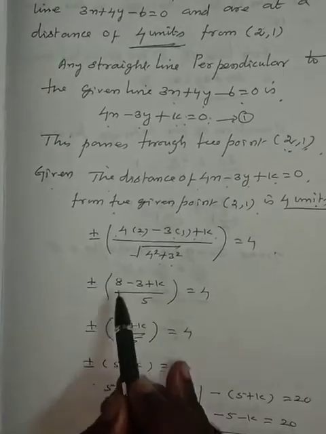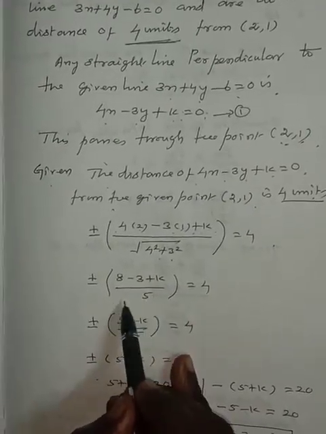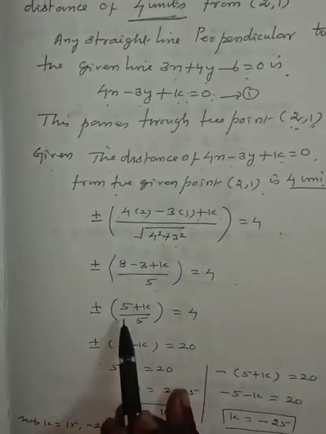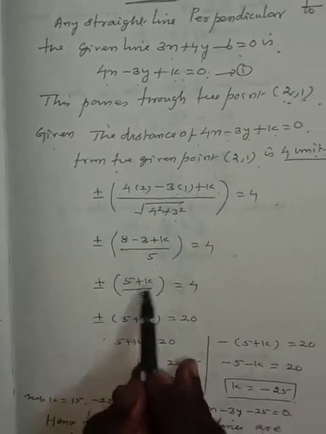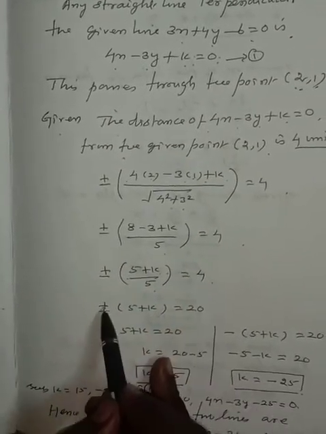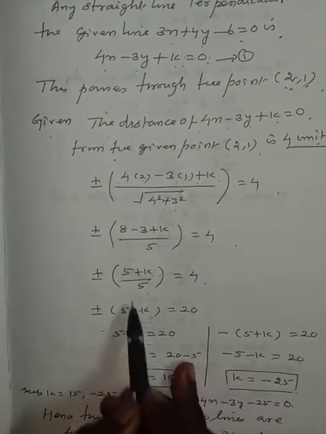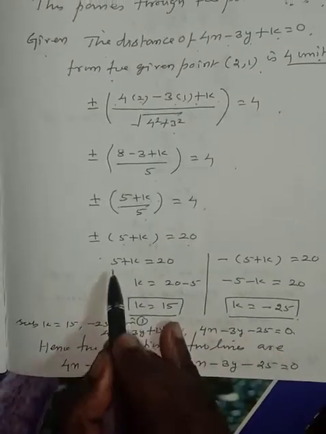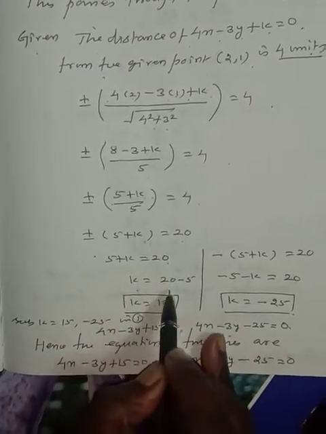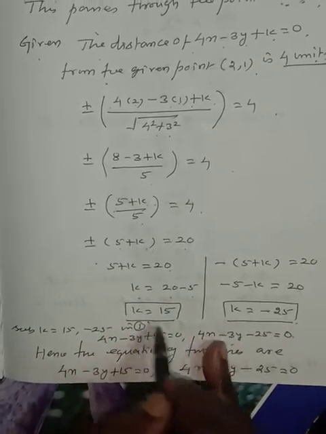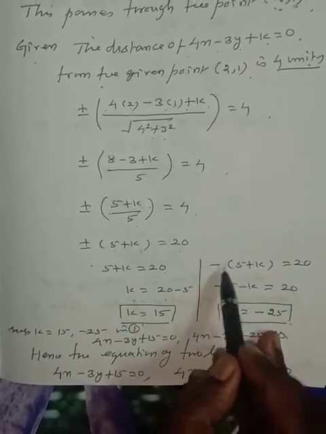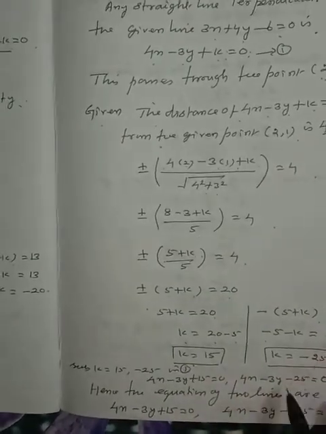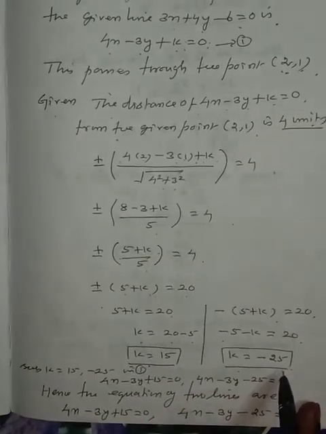Now plus or minus (8 minus 3 plus k) divided by 5 is equal to 4. Plus or minus (5 plus k), cross multiplying we get 20. Now take the positive side: 5 plus k is equal to 20, k is equal to 20 minus 5, which is 15. Next, negative side: minus of (5 plus k) is equal to 20, minus 5 minus k is equal to 20, k is equal to 25.